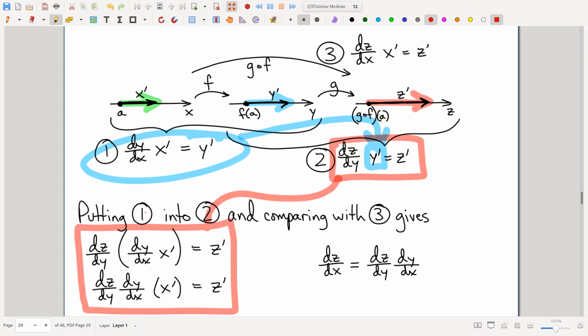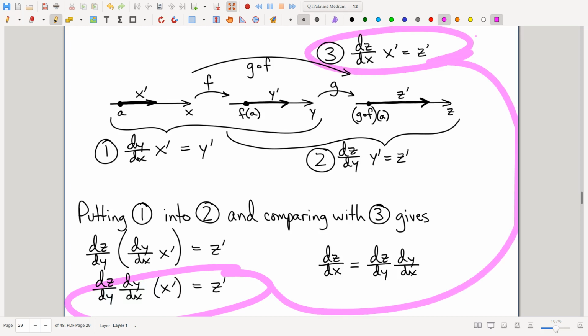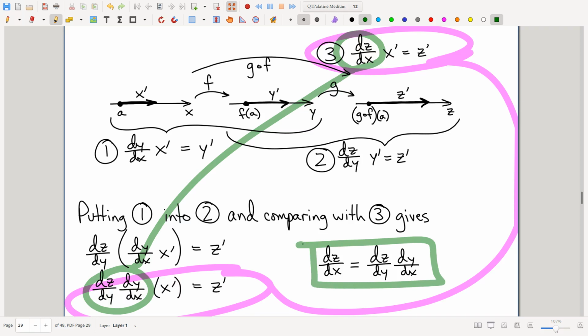But then don't forget, we have that up there. Down here I have something times x prime gives you z prime, and up here I have something times x prime equals z prime. So, getting rid of the distractions, comparing this equation with that equation tells me that this must equal that. And that's our chain rule.